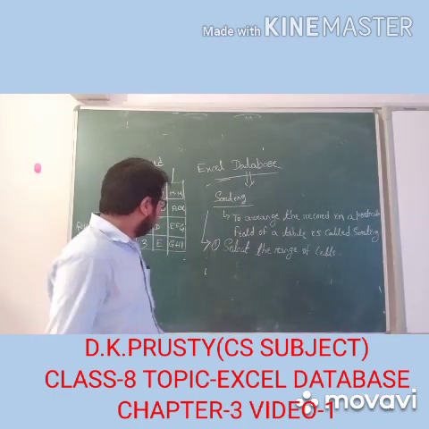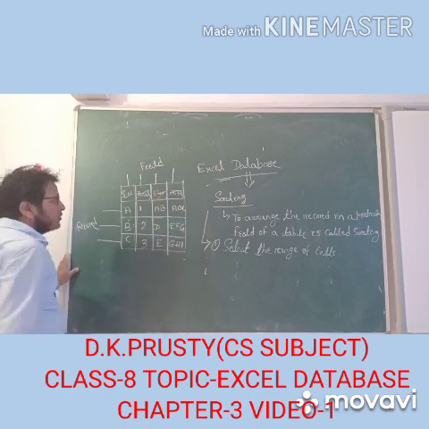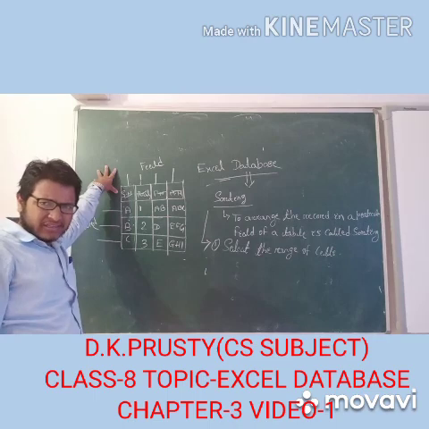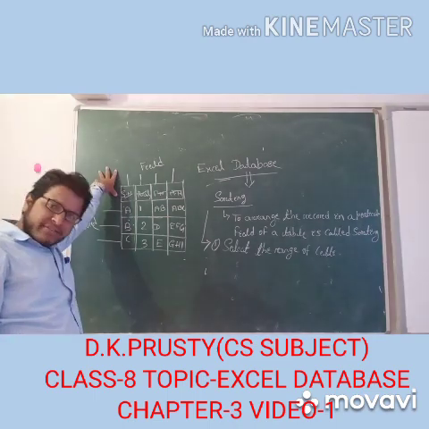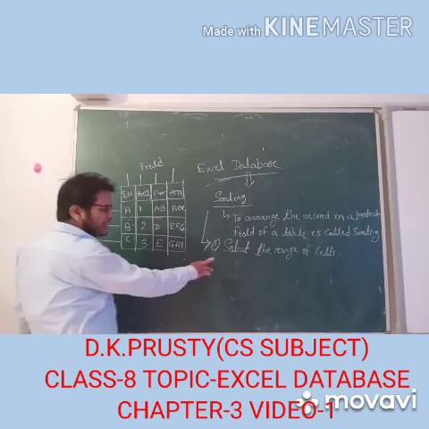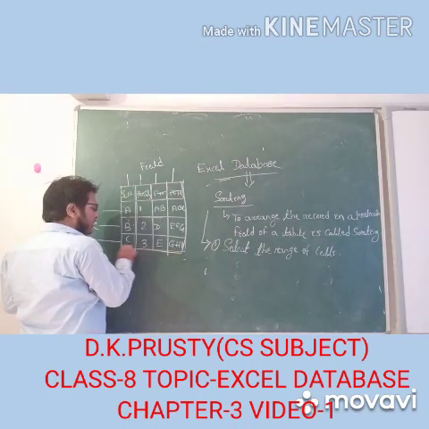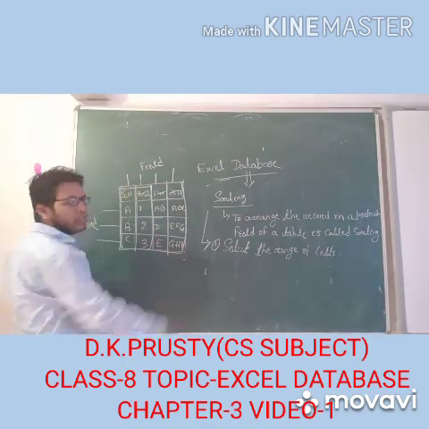First step. Each individual square of this database is called a cell. The intersection of a row and a column forms a cell. So select the range of cells, like this or like this.